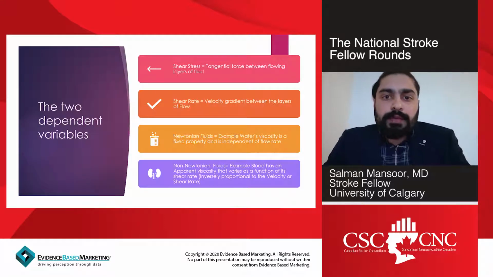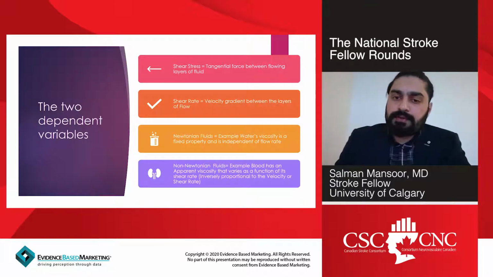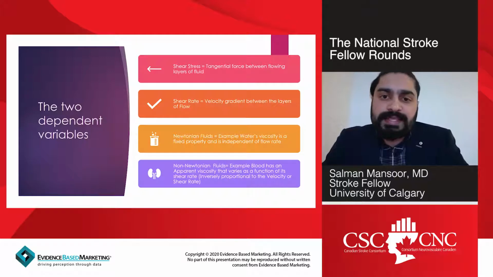The two dependent variables in this formula are shear stress and shear rate. Shear stress is defined as the tangential force between flowing layers of fluid, and also between the fluid and the wall in which the fluid is moving. The shear rate is equal to the velocity gradient between the layers of flow. So shear rate is mainly the velocity between different layers of the fluid, if we dissect the fluid, which I'm going to show you in the next few slides.